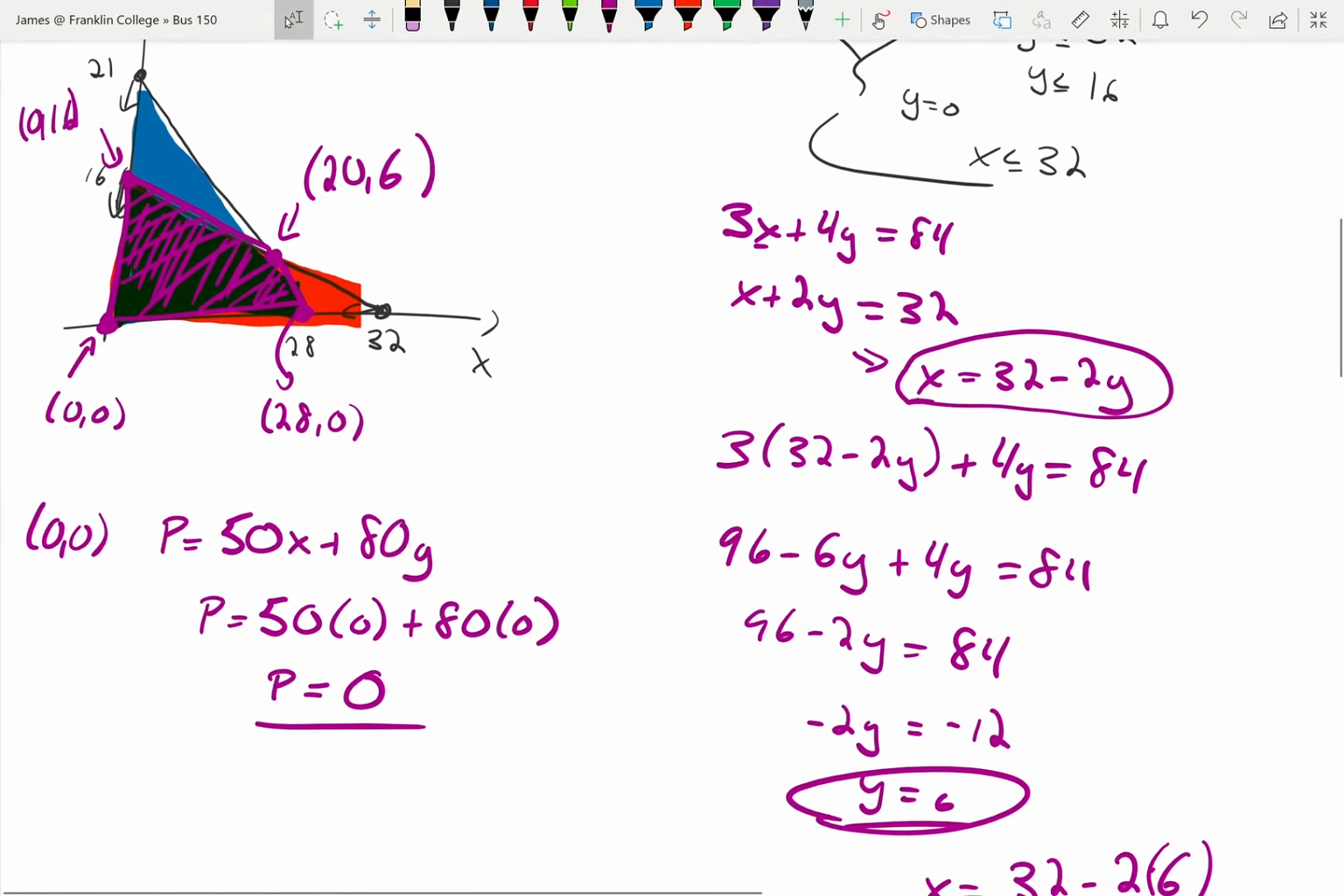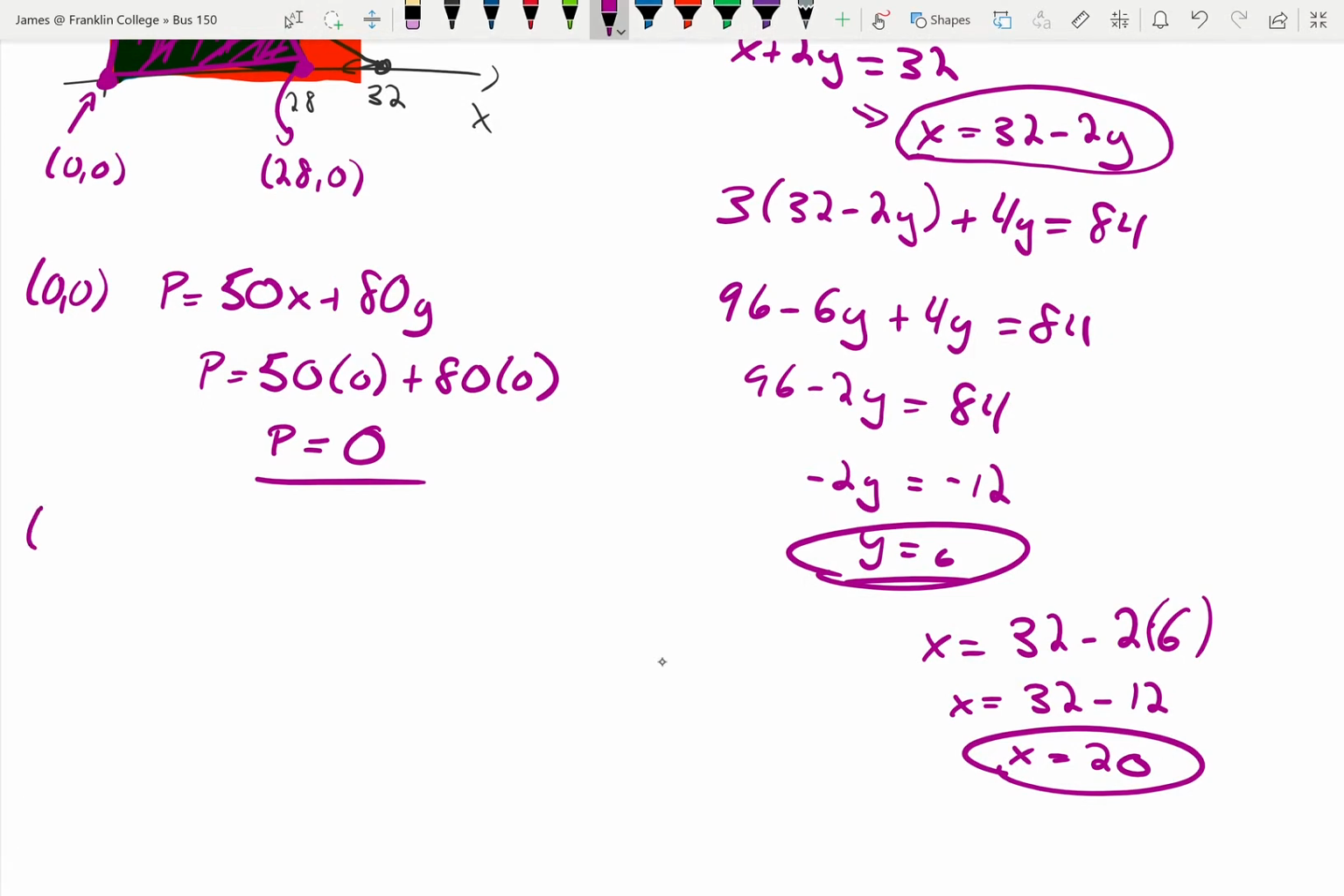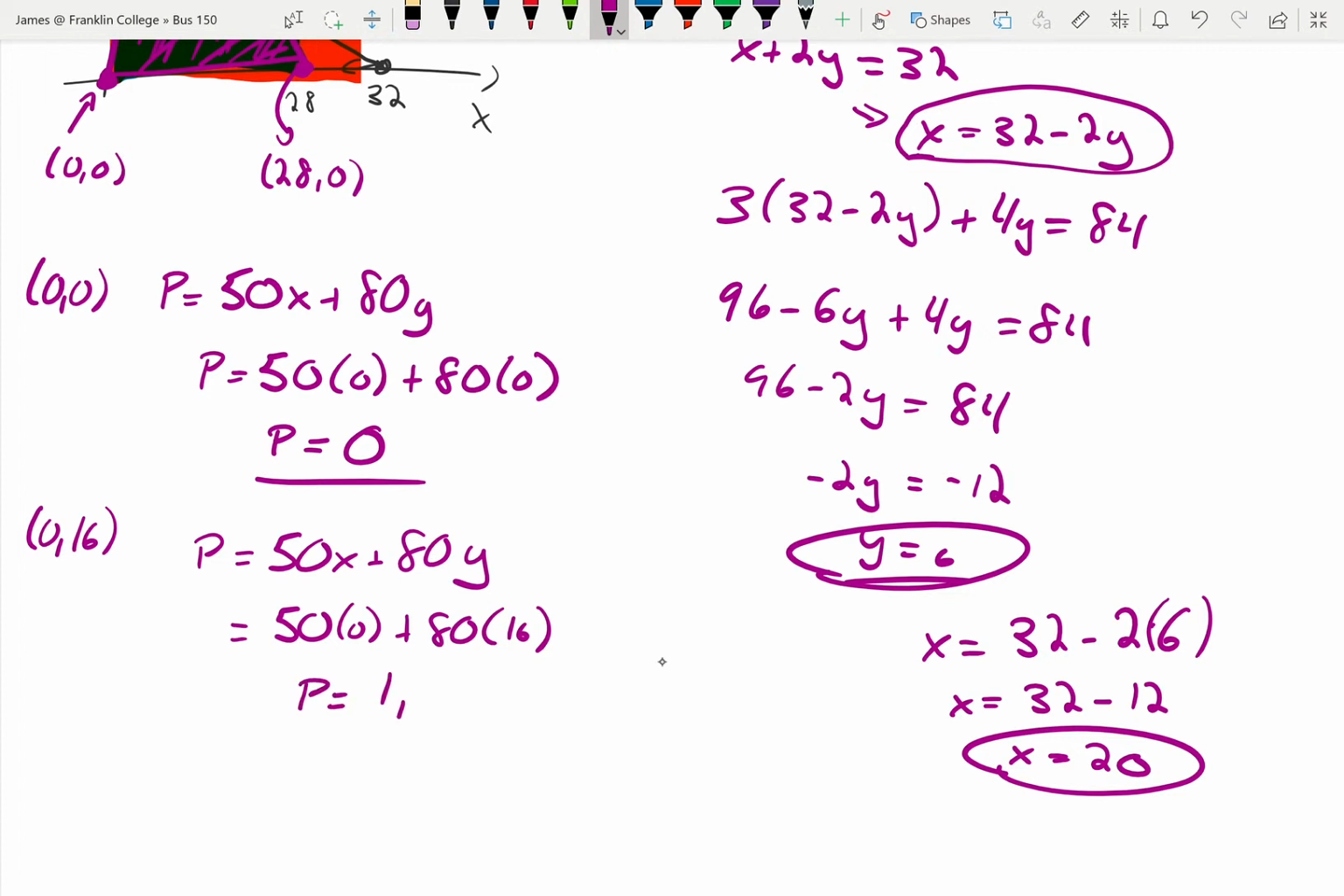So we can plug in another point, maybe the point (0, 16), into the original profit function. So for (0, 16), the profit function is still going to be 50x plus 80y, but in this case it's going to be 50 times 0 plus 80 times 16, and 80 times 16 equals 1,280. So that is another possible answer for maximizing the profit function.